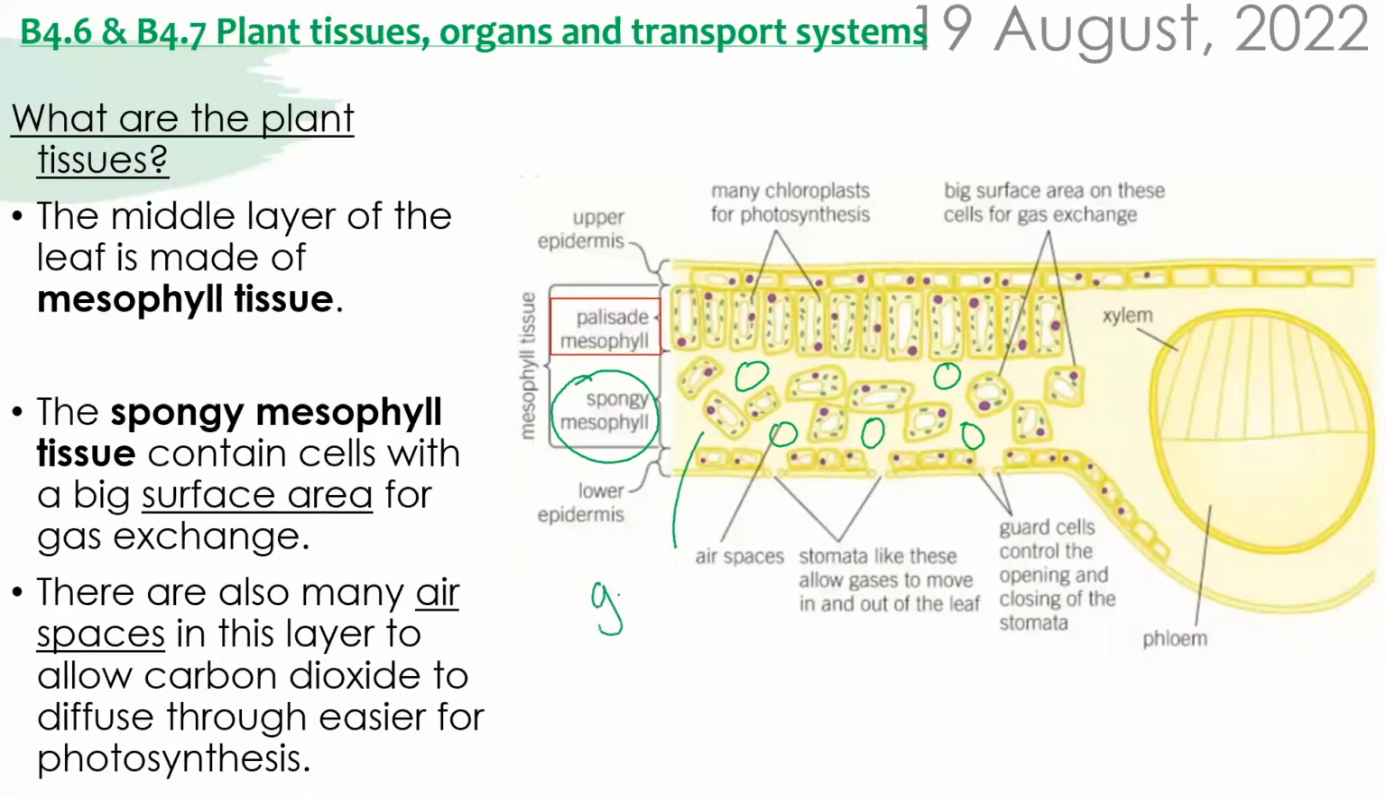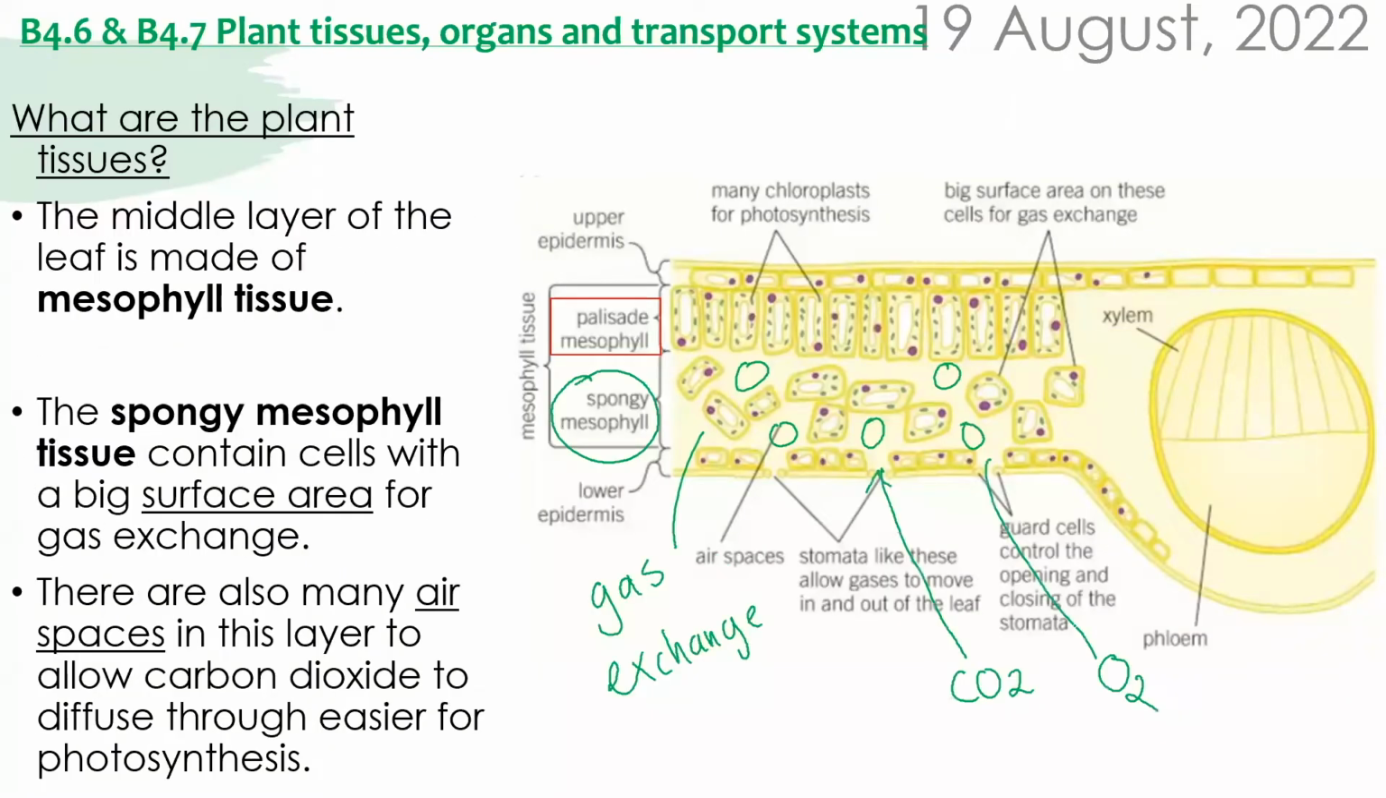So gas exchange takes place here. You can see there's lots of room for gas in the spongy mesophyll. Let's remember what gas exchange is: carbon dioxide, CO2, comes in, and oxygen goes out.